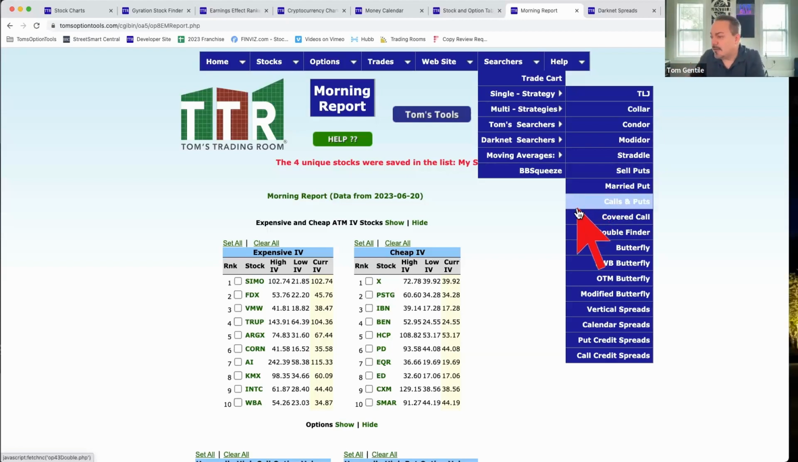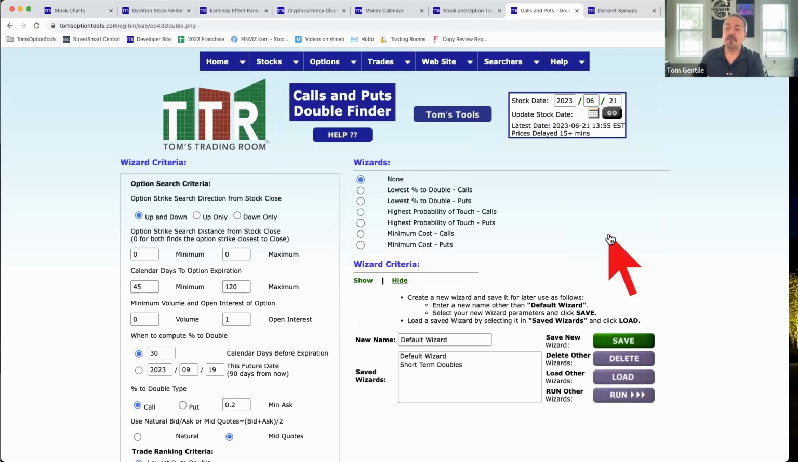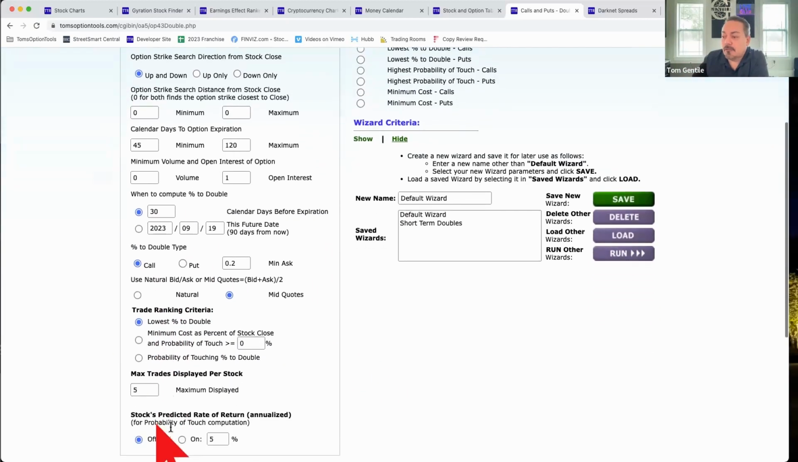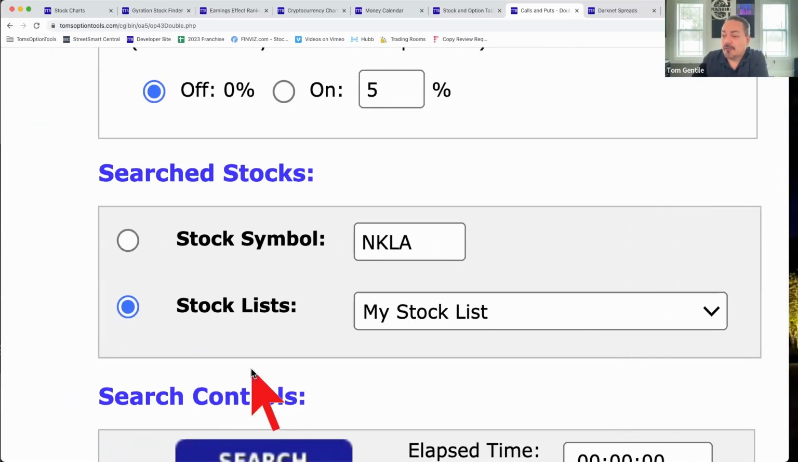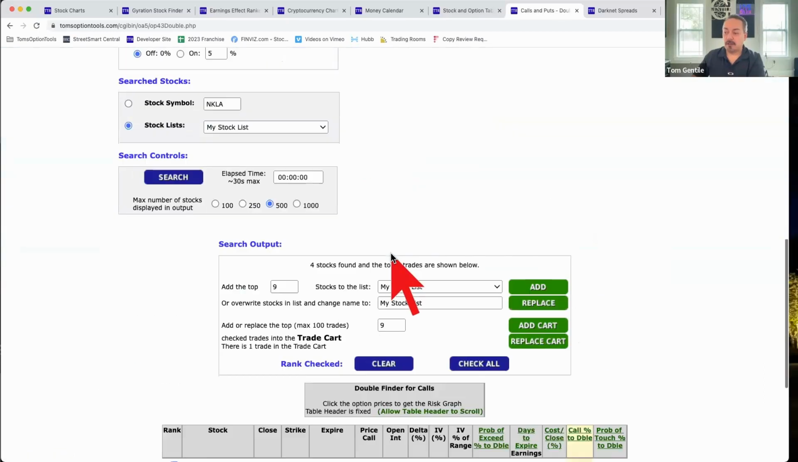But if you come down here, I have something called Double Finder. Now this is a trader strategy. Double Finder will look to find options where the stock has to move the least amount to double in value. Now, what I want to do is take the wizard that we have here. I'm going to call it short-term doubles. And I'm going to look at short-term doubles on those 4 stocks I just put in my stock list. So what can we find?